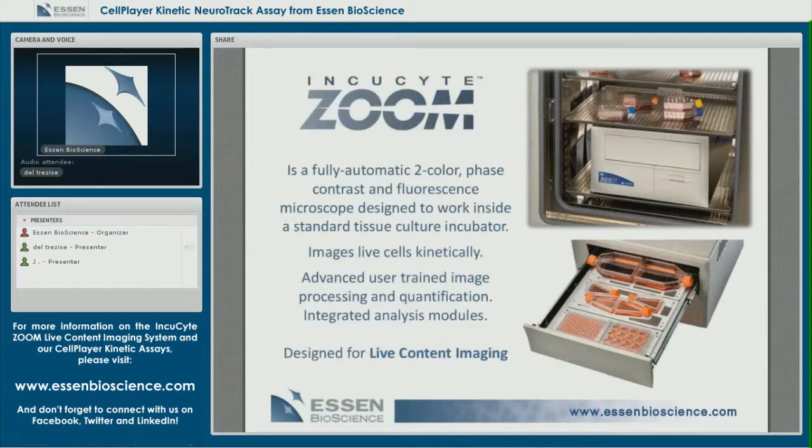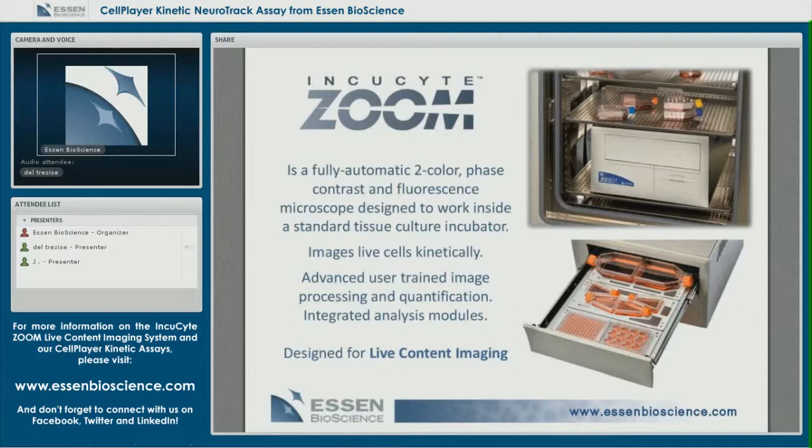EssenBioScience has a platform which is specifically designed to do these types of experiments. It's called IncuSight Zoom. It's a mature technology which has been around for several years now. The latest device was upgraded and launched about a year ago. As listed on this slide, it's a fully automatic two-color phase contrast and fluorescence microscope that resides within any standard tissue culture incubator. It stays there largely for the duration of its life. You take it out once a year for service and maintenance.